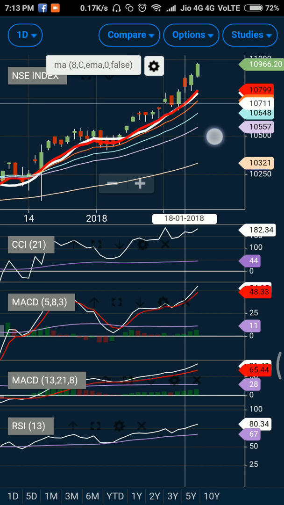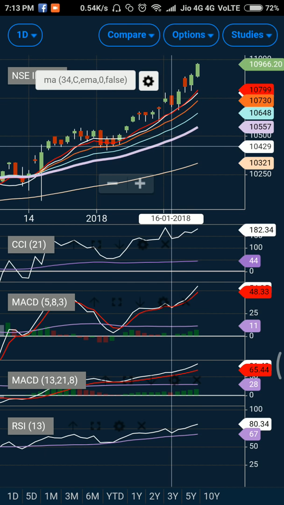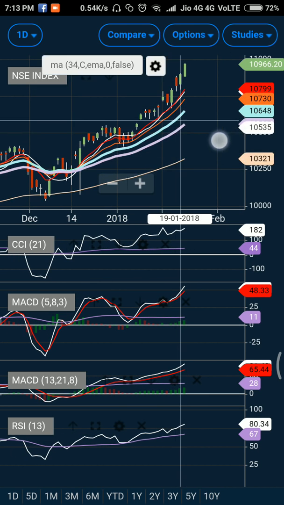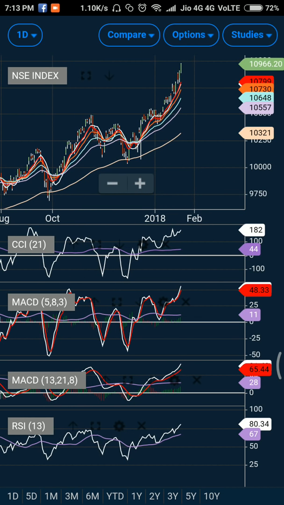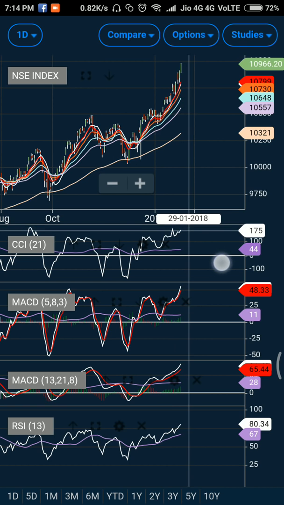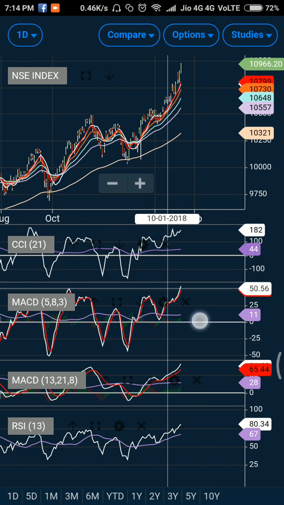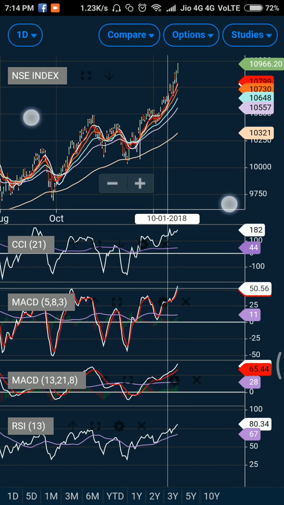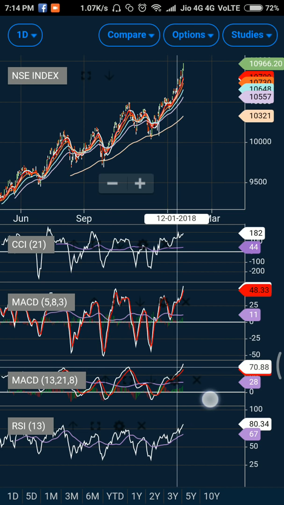Now you can see a bullish crossover is also getting formed in the moving averages. There is a good amount of space between all the moving averages, which indicates good support. Now if you see, the CCI continues to struggle at its resistance level. As you can see, the resistance is on the higher side. MACD has already broken out from its resistance zone and is going higher. If you analyze a bit longer-term MACD, you can also see a breakout there.